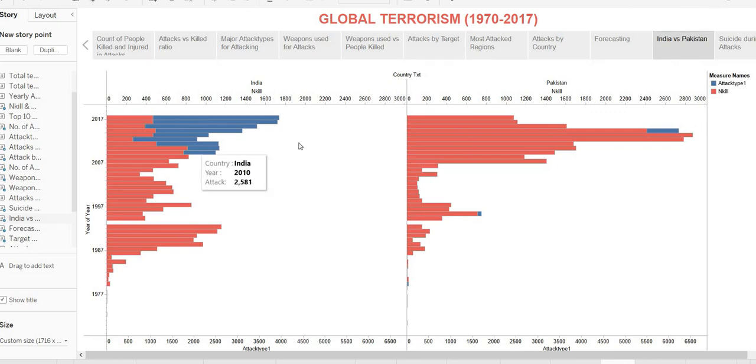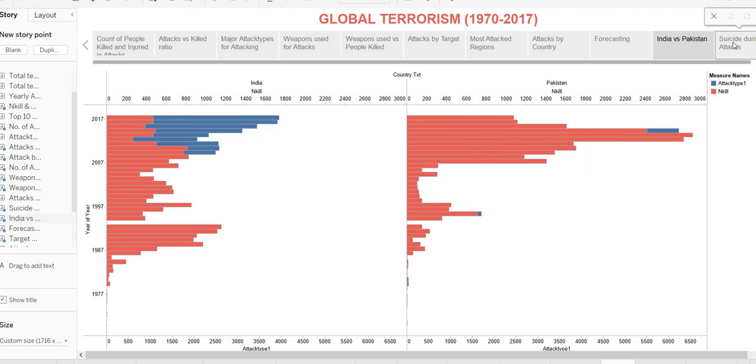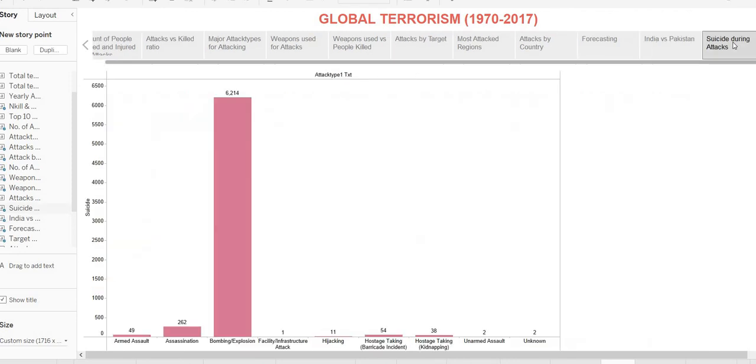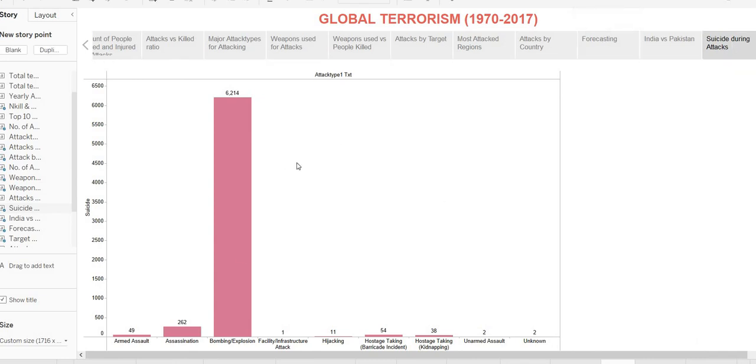Here is a quick comparison of India and Pakistan in the number of attacks and the number of people killed. We can see the number of people killed is higher in Pakistan, and the number of attacks is higher in India. These are the number of suicides during the attacks.